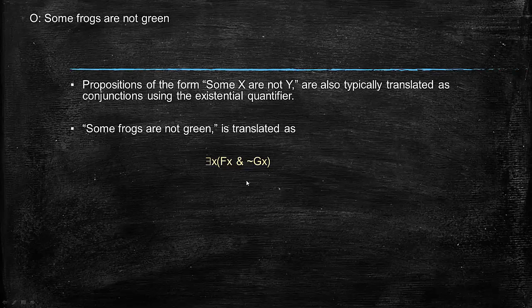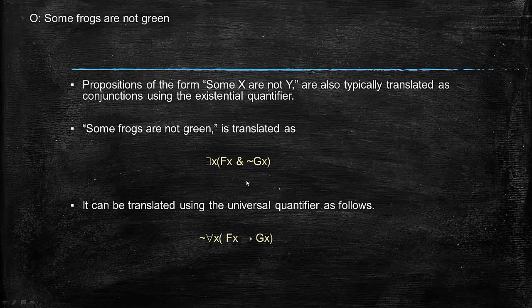So some frogs are not green means that it's not the case that for all X, if X is a frog, then it's green. So some frogs are not green. It's not the case that for all X, if something is a frog, then it's green. In other words, some frogs are not green.